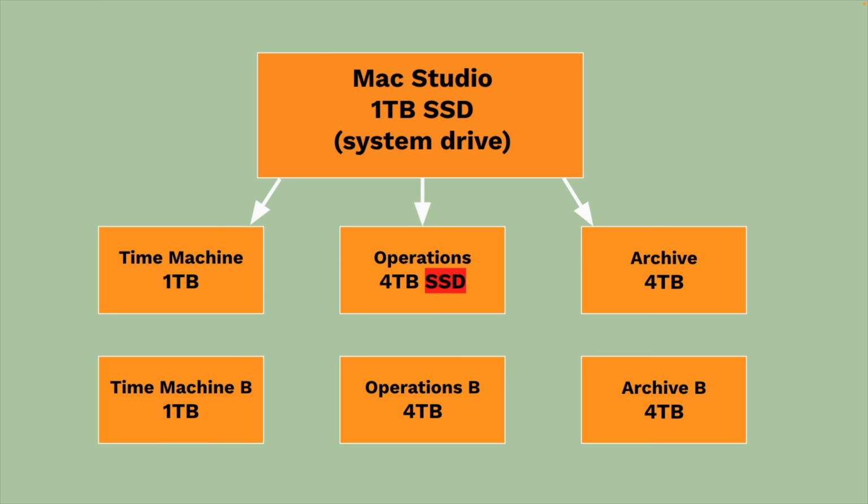And then here's the kicker. You also need to back those up. So I have a backup drive for my Time Machine, a backup drive for my operations, and a backup drive for my archive. So there's 6 hard drives in total.